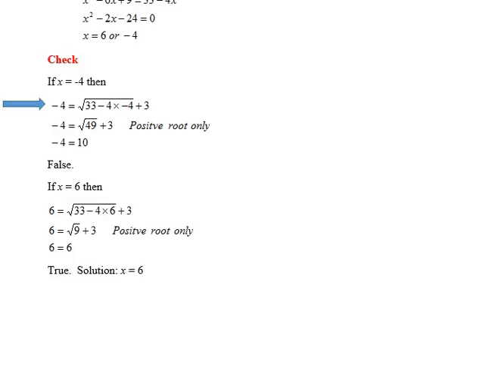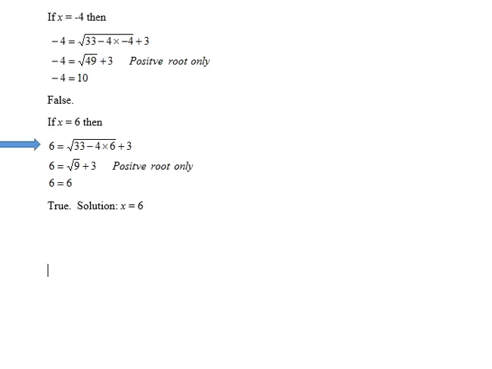You don't get the negative 7 unless it's said plus or minus, so the sign by itself is the positive root only. Negative 4 equals 10? No, that's false. But when I substitute 6 into that first equation, it comes out correct. 6 equals 6. There's only one solution, x equals 6. And you must make this clear that you've checked both values and you've made the decision x equals 6.